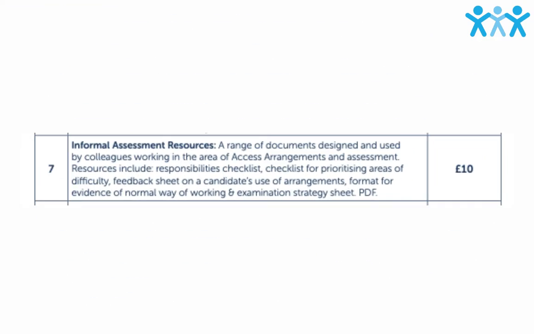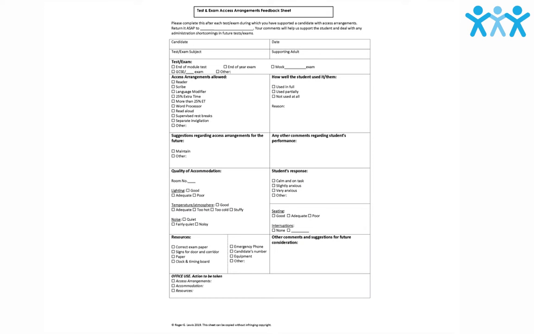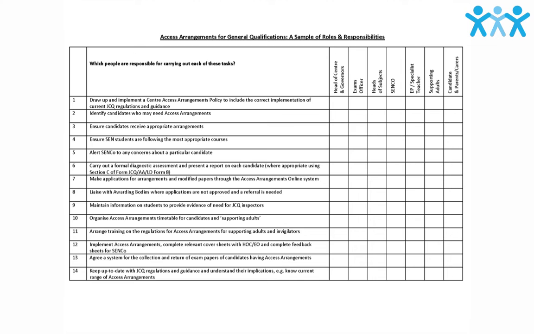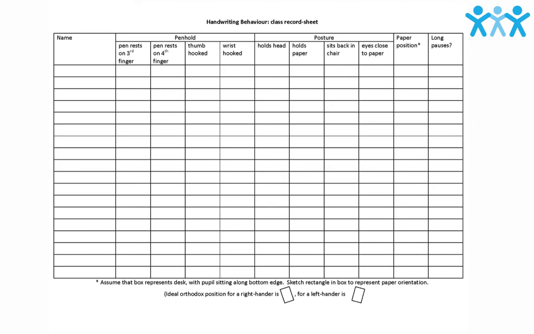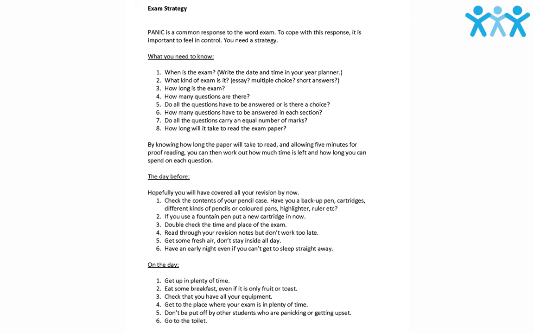Informal assessment resources includes a number of documents designed and used by colleagues working in the area of access arrangements and assessment. These have been generously donated by those colleagues who work across the country, and they've allowed us to use the copyright in order to raise money for our charities. Resources include this feedback form about access arrangements and how they've been used in an exam. There's a document helping staff to decide who's responsible for what in relation to access arrangements. A document with prompts for assessing handwriting. Some guidelines to help your candidate cope with the requirements and the stress of exams.